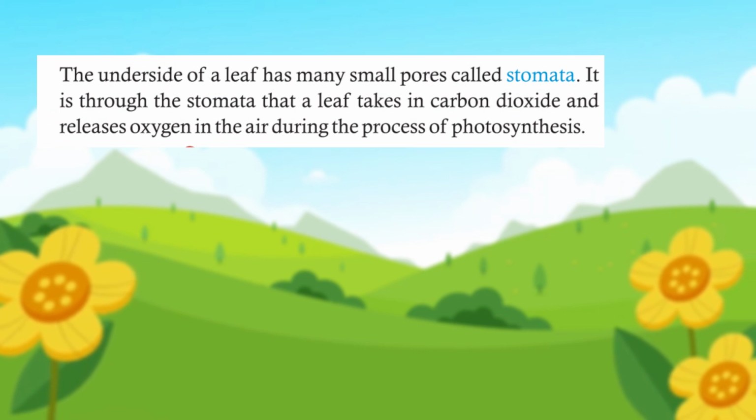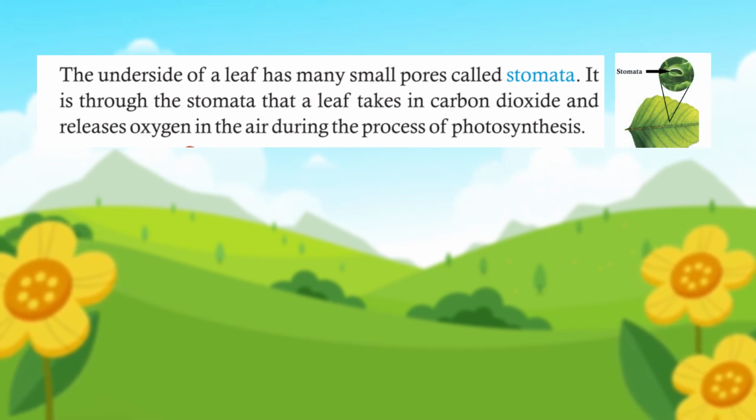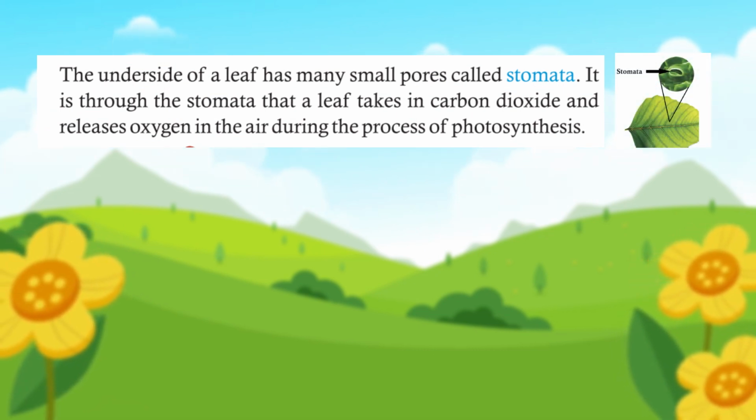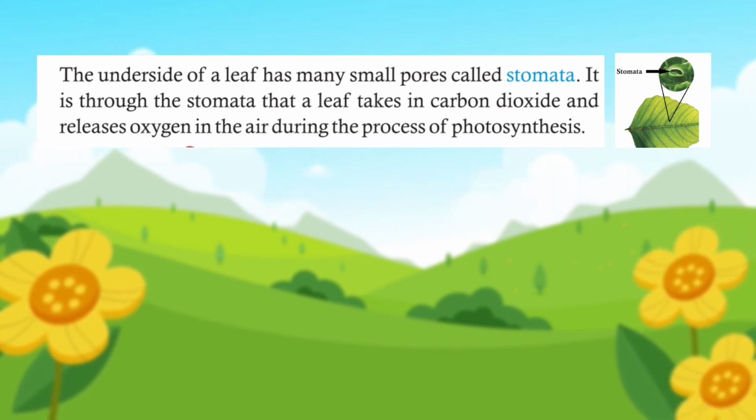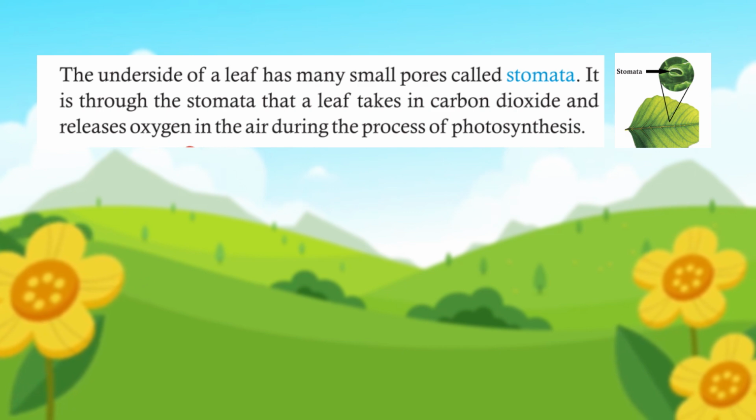The underside of a leaf has many small pores called stomata. It is through the stomata that a leaf takes in carbon dioxide and releases oxygen in the air during the process of photosynthesis.